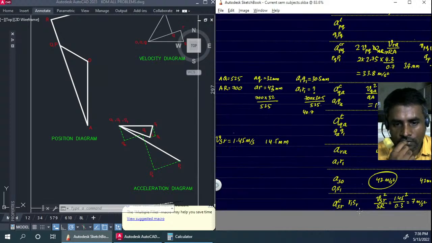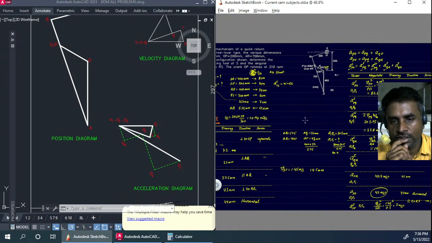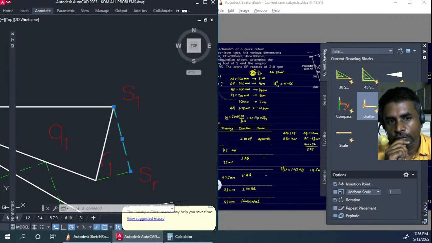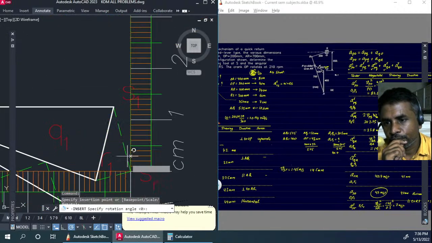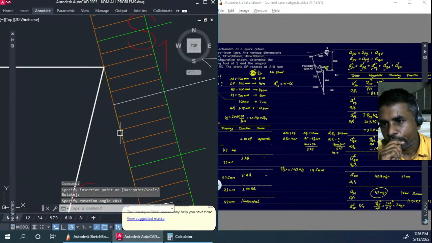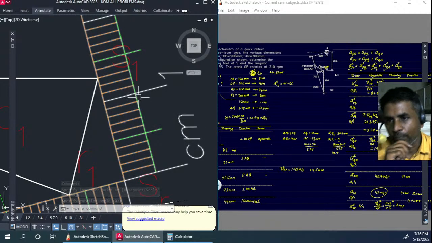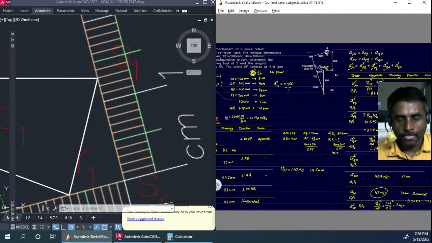So we have seen the centripetal component of S with respect to R, that is R1 to SR. So we have to take SR to S1. That is the length we have to take. This SR to S1 is the tangential component of R with respect to S. So we just need to measure it. Let's go ahead and measure it. So that's almost exactly 13 mm.